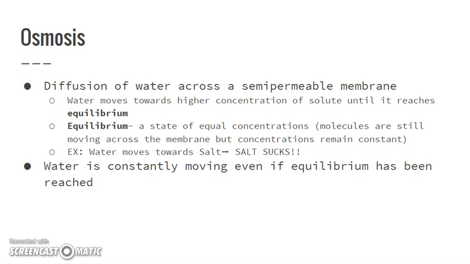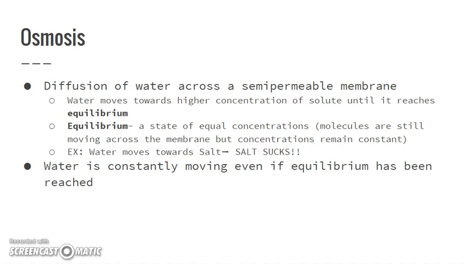So one form of diffusion is called osmosis, and we use this a ton in biology. Osmosis is the diffusion of water across a semi-permeable membrane, and our plasma membrane is a semi-permeable membrane. So we're using this all the time in cells. Water moves towards a higher concentration of solute until it reaches equilibrium.